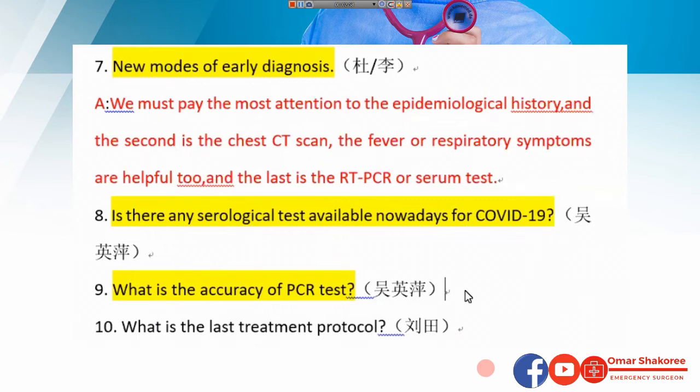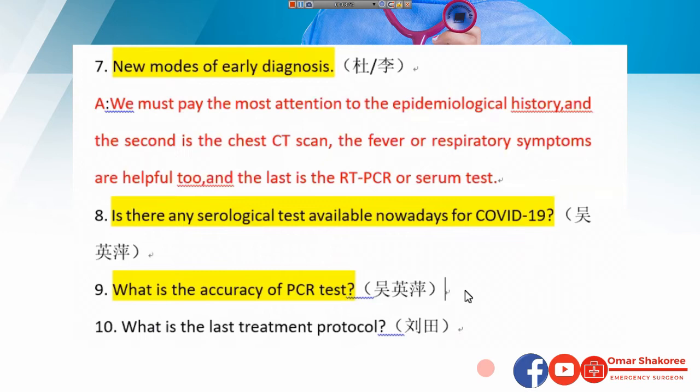Now, we also asked about the new modes of early diagnosis. They focused on this again. They said that we must pay most attention to the epidemiological history, and the second is the CT. The last one is PCR. So they depend on epidemiological history and on CT scan. Then fever and respiratory symptoms are helpful, and the last thing is the PCR. So again, depend first on the epidemiological history, second the CT, then features like fever and respiratory symptoms, and lastly the PCR.